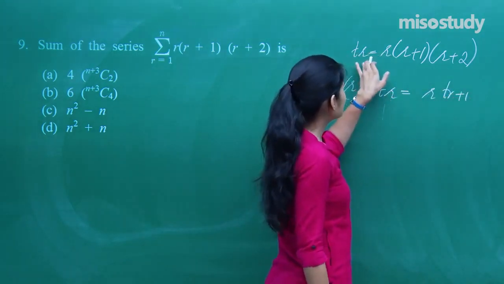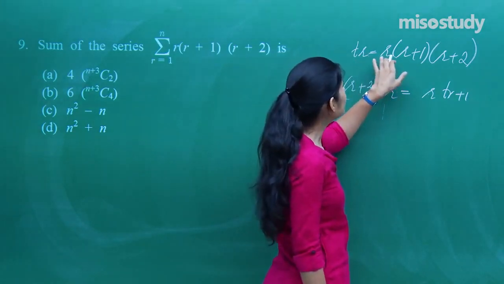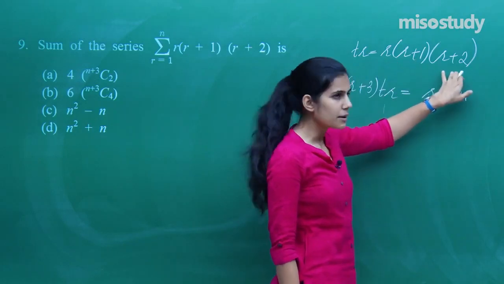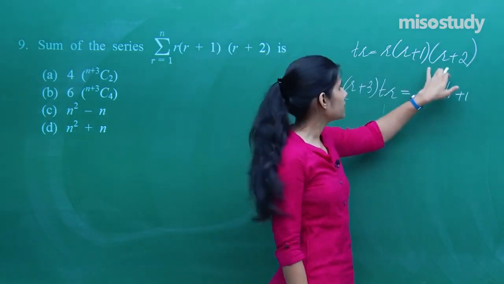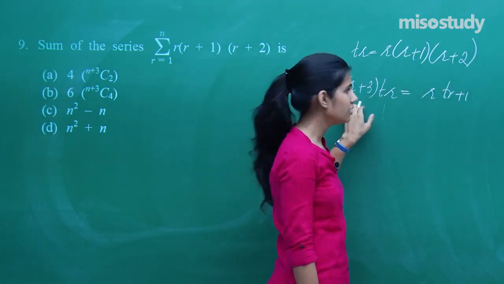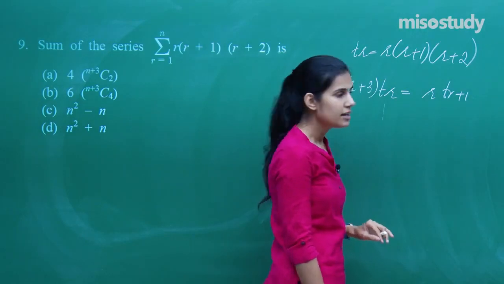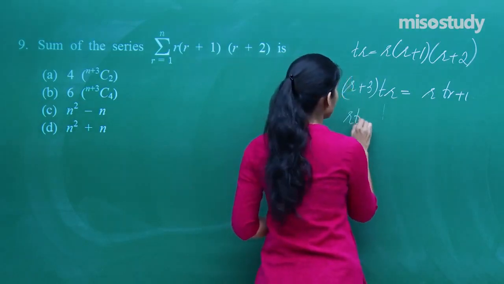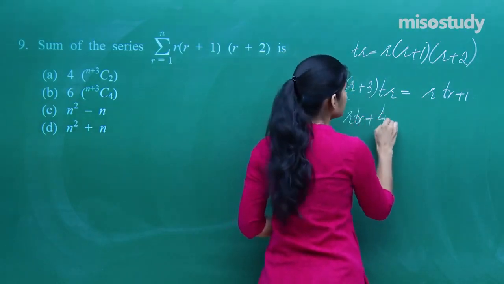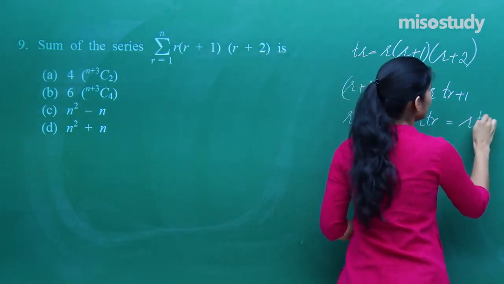R times TR plus 1 will be what? R plus 1, R plus 2, R plus 3. R plus 3 is extra, so that is what I am writing over here. R plus 3 times TR equals R times TR plus 1. And therefore, this can be written as RTR plus 3TR, which is 4TR minus RTR equals RTR plus 1.